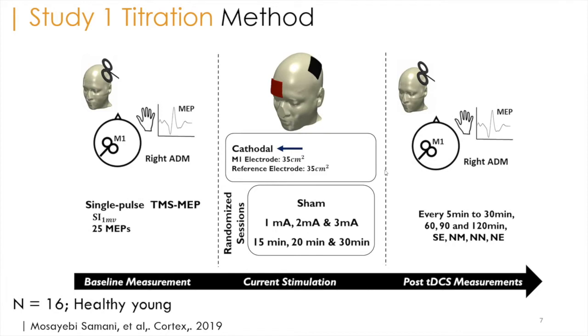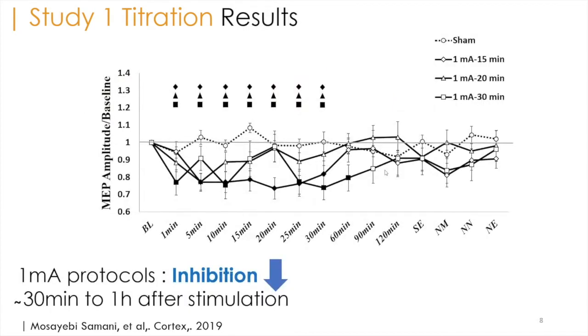For cathodal tDCS, we systematically titrated different intensities of 1, 2, and 3 milliampere, and for each intensity, we had 15-minute, 20-minute, and 30-minute durations, plus sham. The after effect of tDCS was then evaluated using the TMS-MEP technique up to 24 hours after stimulation. Our results show that for 1 milliampere protocols, we typically saw inhibition or reduction of corticospinal excitability about 30 minutes to 1 hour after stimulation.